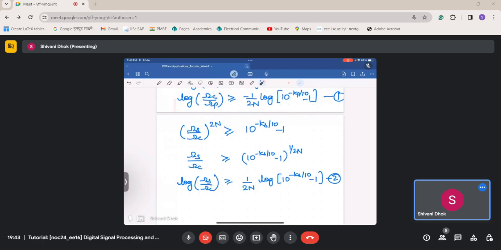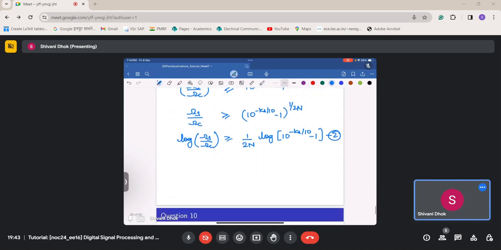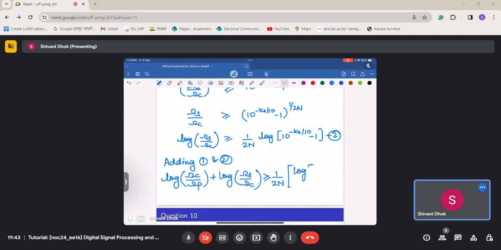So if we just add equation 1 and equation 2, adding 1 and 2, we have log of omega c upon omega p plus log of omega s upon omega c is greater than or equal to 1 by 2n log of this quantity, that is 10 to the power minus ks by 10 minus 1 upon 10 to the power minus kp by 10 minus 1, and this omega c here will get cancelled.